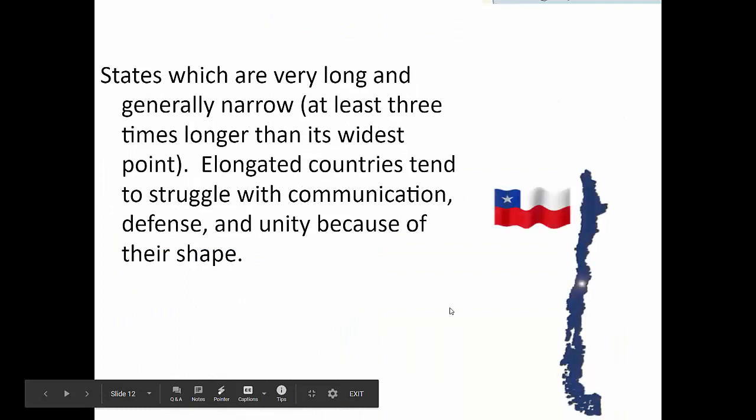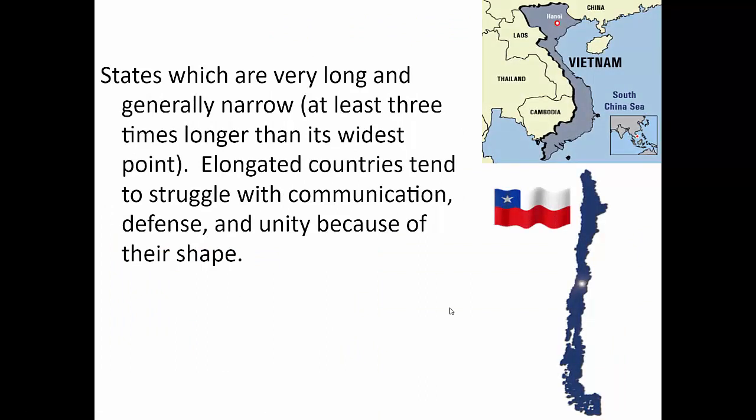Your third state shape is called elongated. Elongated states are very long and generally narrow. They tend to struggle with communication, defense, and unity, especially towards the edges. And I think if you look at Chile as a good example, Vietnam as well, you can see why, right? How easy would it be to cut this country in half if you invaded it, right? So it would be very difficult to defend that.